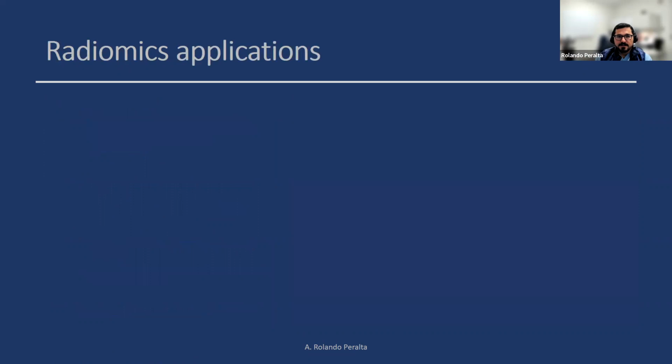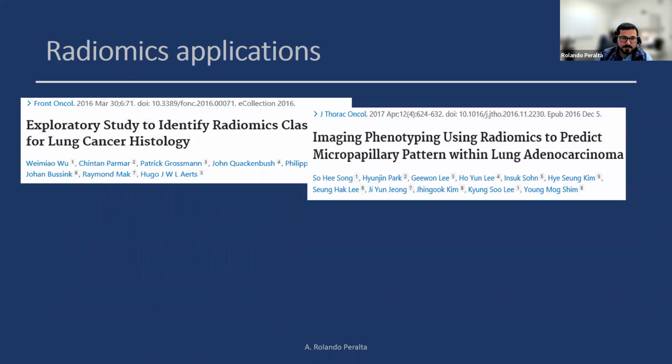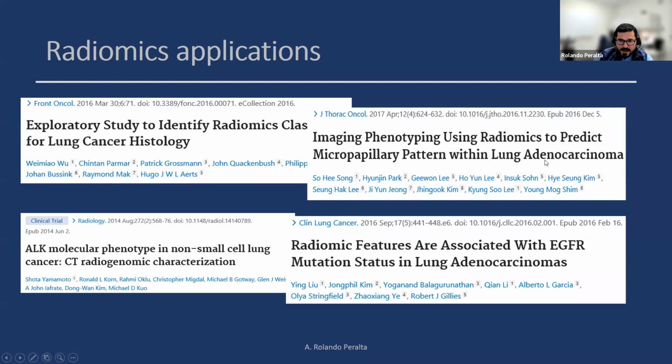And this is not something of the future. It's actually current. It's been used for lung cancer histology, micropapillary pattern within adenocarcinoma, to look into ALK molecular phenotype, and then radiologic features associated with a specific mutation. So it's really interesting.